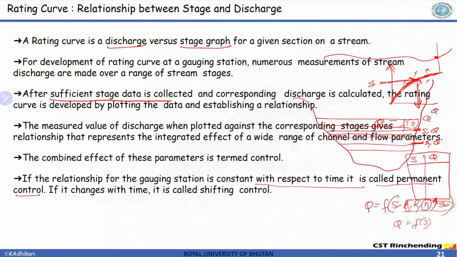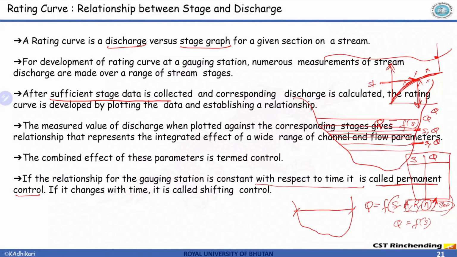Now here comes the term permanent control. If our cross section is not changing over time, for example, a gauging site at Lung Te Pho, it may not change, compared to the rivers in the southern foothills. In the southern foothills, the rivers flow on a fluvial floodplain, right? So every season the cross section changes, but in Lung Te Pho the cross section may not. There could be slight changes, that is acceptable, but major changes may not be observed in Lung Te Pho, because it is a permanent section, right?